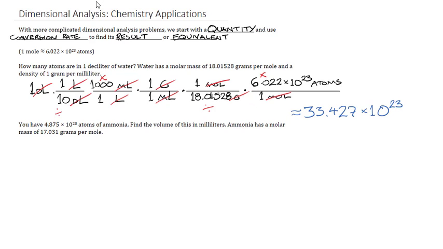But we have a small problem here, which is that that's not technically in scientific notation. To put it in scientific notation, I have to move the decimal point 1 place to the left. That's going to make that number smaller, so to counterbalance that, I'm going to make my exponent 1 bigger. Then I will get 3.3427 times 10 to the 24th atoms, which as you can see is a lot of atoms, even for something that's not very big like a deciliter. A deciliter is large, but it's not extremely large. And you can see, nevertheless, it has a lot of atoms in it.